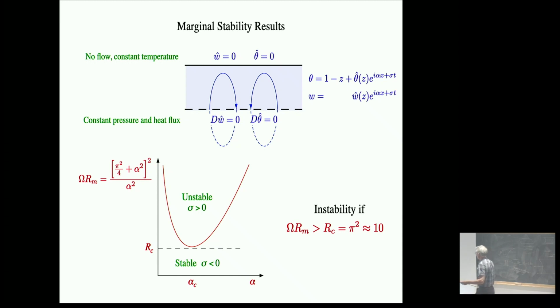Okay. So we have instability if this omega Rm is greater than the classical result, which for this system is pi squared, and everyone knows that pi squared equals 10, and so things will become unstable if this augmented Rayleigh number is bigger than 10. So this omega, let me write it up here.